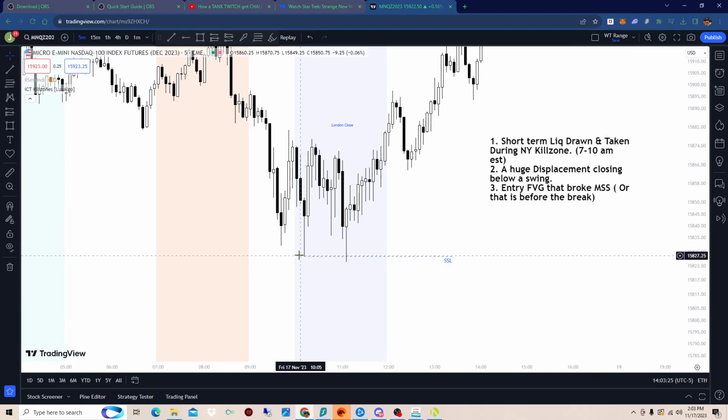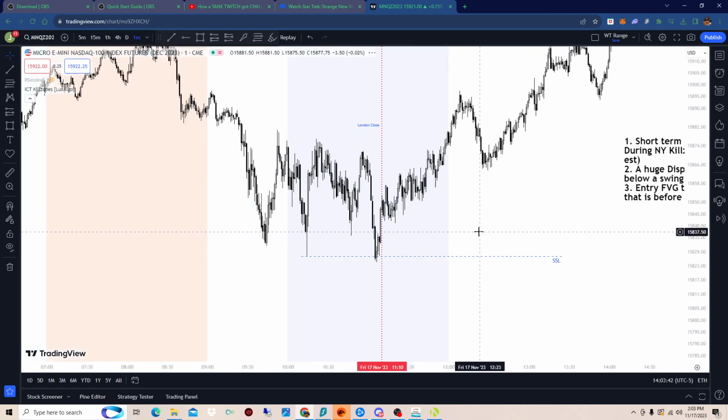Here we have a swing, a short-term low right here. So we have the swing low, and then the high right here. We get raided, and we have that up candle. So we're going to be looking in here, and you can even put a little mark right here, 11:10.